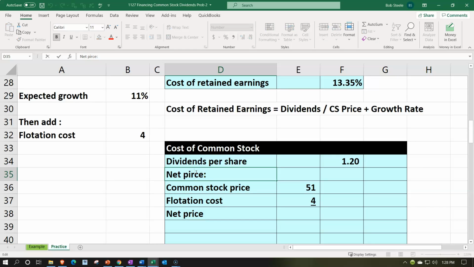And then I misspelled it up here, so I'm going to fix it. That might be bothering people. And then I'll subtract this out. 51 minus the 4. That's going to give us our 47 on the net price. Let's underline that. Font group, underline.